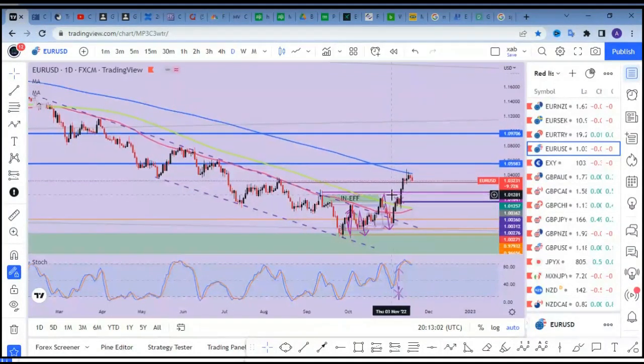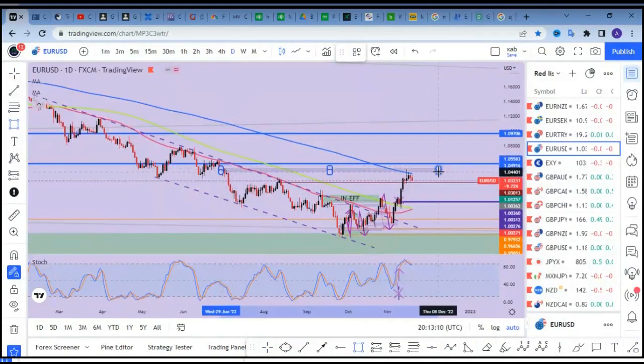So let me take that off. I also had this zone marked out. Price didn't react from there. This is where price is currently reacting from. That particular zone is where price is currently reacting from.